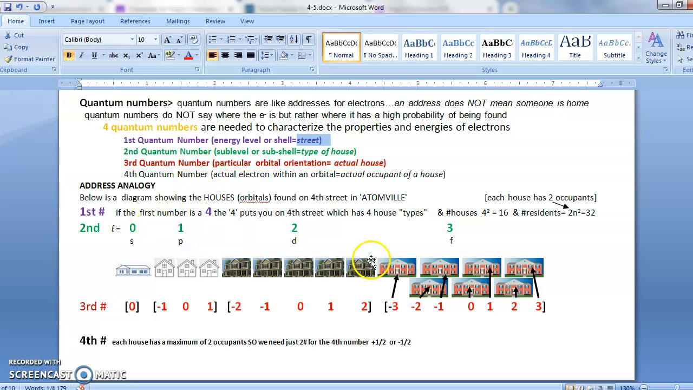So we've got an example right here. Down here we've got an example of the address analogy. And this is an address analogy for 4th Street in Adamville. So we're on 4th Street. It turns out that on 4th Street there's 4 types of houses. On 3rd Street there's 3 types of houses. 2nd Street there's 2 types of houses. 1st Street, 1 type of house. 5th Street could have 5. 6th Street could have 6. 7th Street could have 7 types of houses.